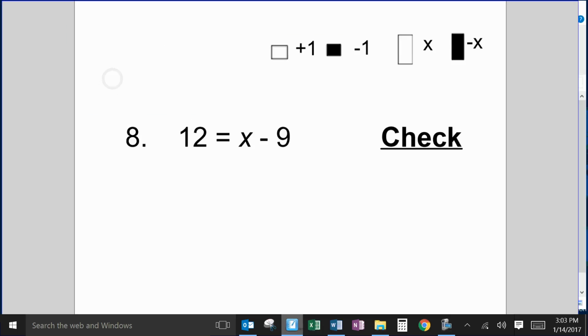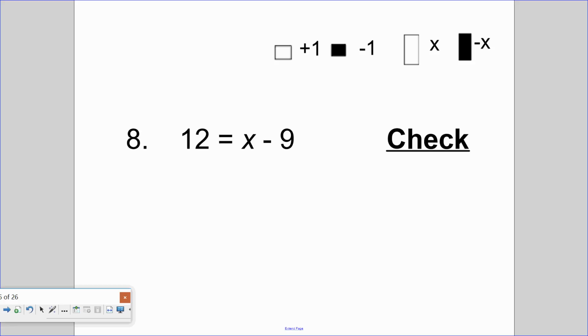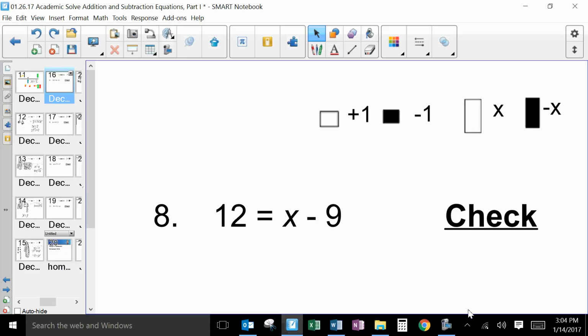So what we just did were examples of how to model. In our next lesson, we'll actually do it algebraically, model and do it algebraically.